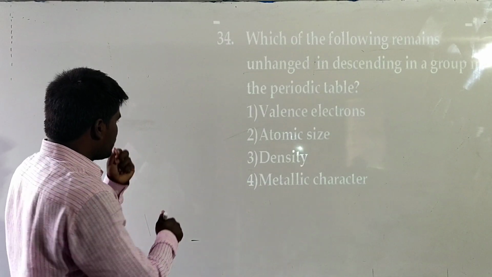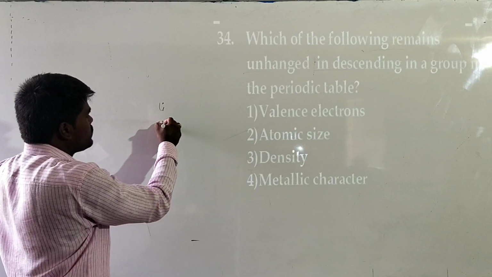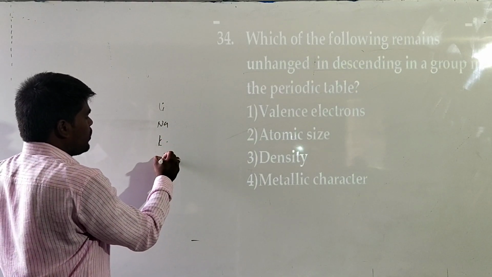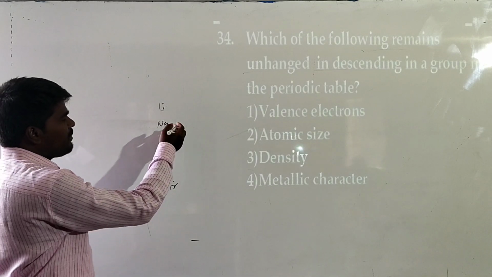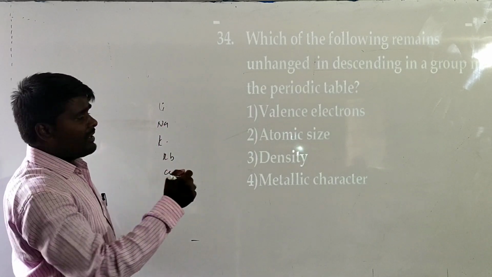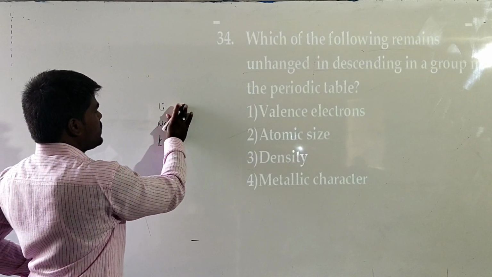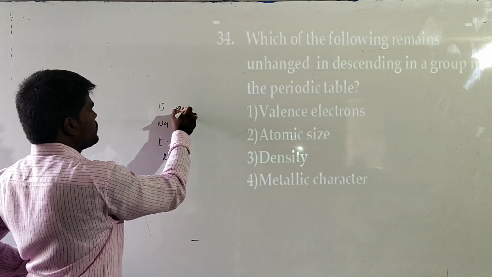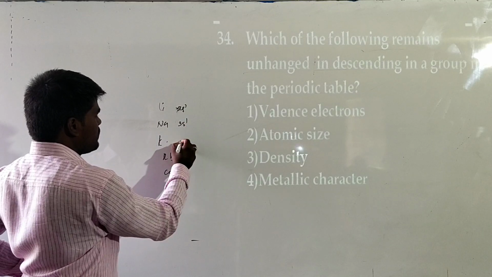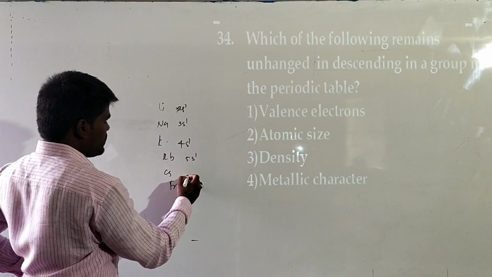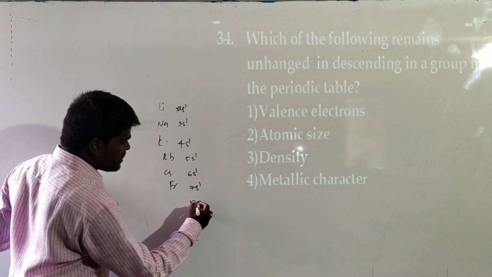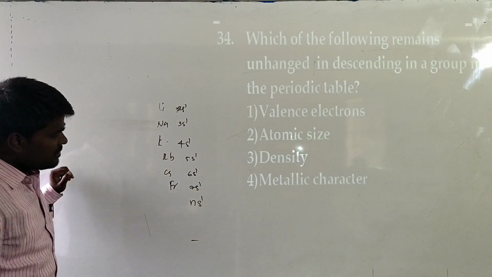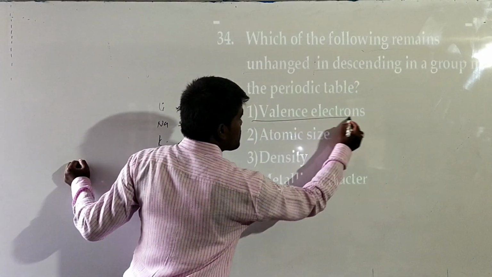For example, if you are talking about the first group: lithium, sodium, potassium, rubidium, cesium, francium. What are their general valence electronic configuration? I am writing only the valence electronic configuration. 2s1, 3s1, 4s1, 5s1, 6s1, 7s1. What is the general valence electronic configuration? ns1. What is meant by valency?